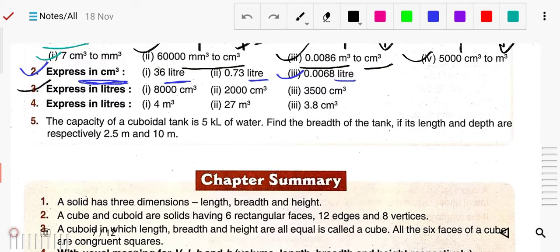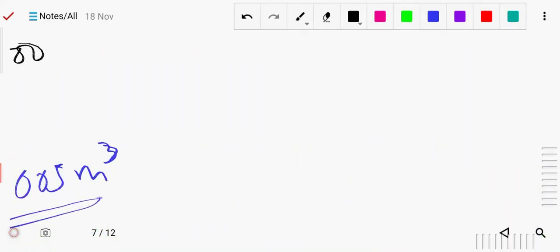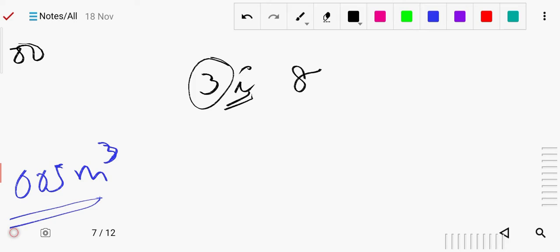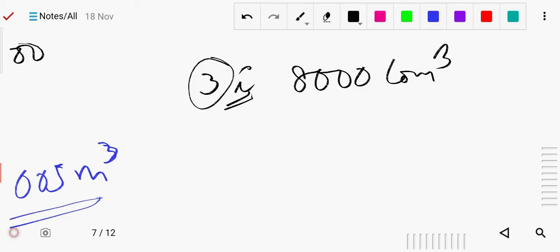Next, question number 3, express in liter. The question is given in cubic centimeters, and you have to convert it into liters. So that's just vice versa of the earlier question. Here, question number 1: 8000 cubic centimeters is given. So you have to convert.